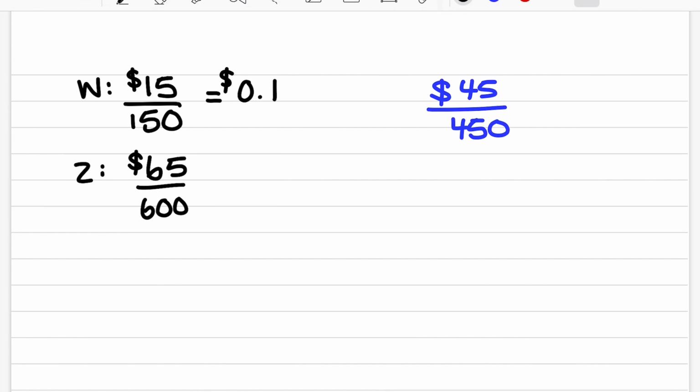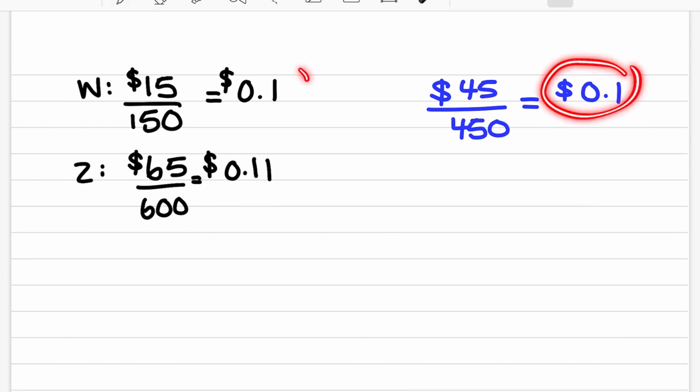And 65 divided by 600 is 0.11 approximately. And again, what we're looking for, 45 divided by 450, is 0.1. So since these are paying the same per flyer, we know that store W would pay you $45 to deliver 450 flyers. So that's the correct answer.